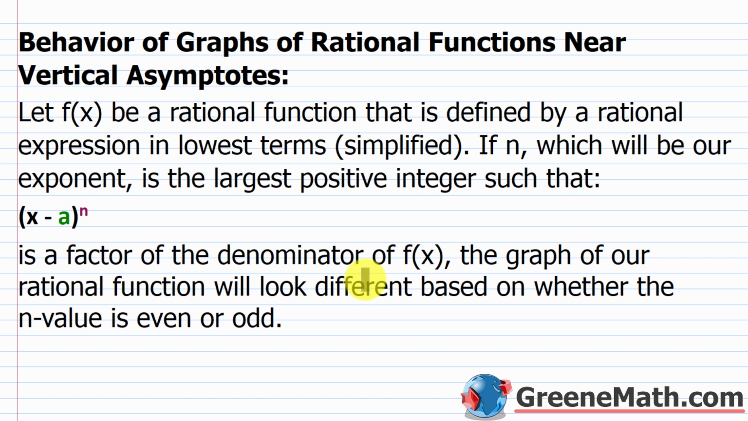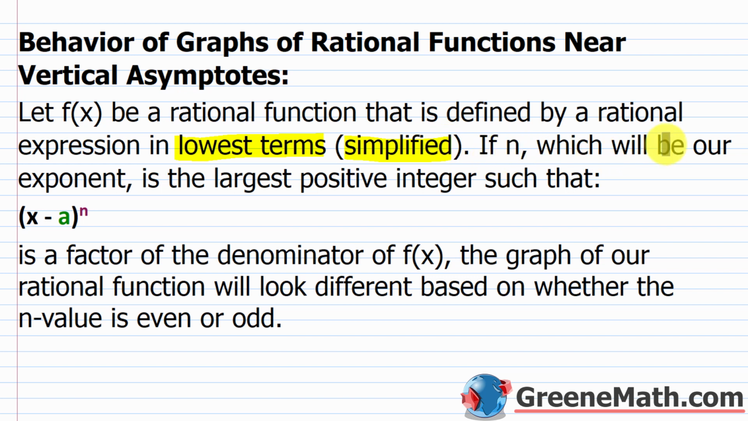So the first thing is going to be the behavior of graphs of rational functions near vertical asymptotes. We're going to let f of x be a rational function that is defined by a rational expression in lowest terms. That's actually important here. That means that this is simplified. In other words, we cannot cancel a common factor between the numerator and the denominator. So we're not going to have a hole in this situation.